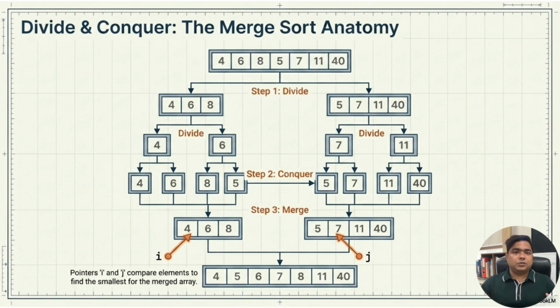The second step is conquer. A list with only one element is already sorted. So the smallest subproblem is solved automatically. The third step is merge. We now combine the smaller sorted lists into larger sorted lists.